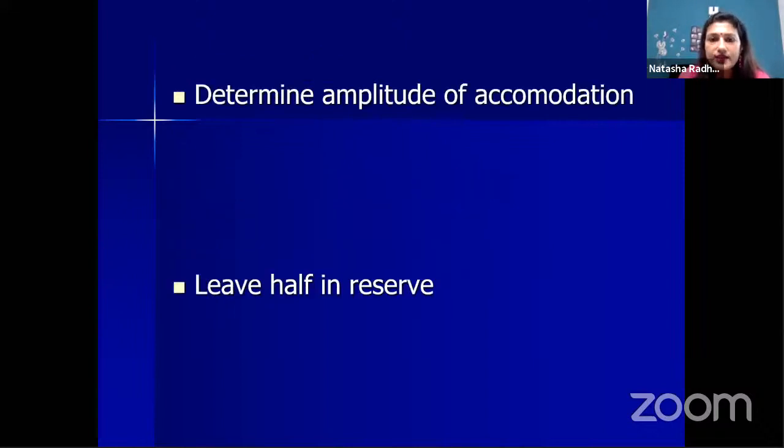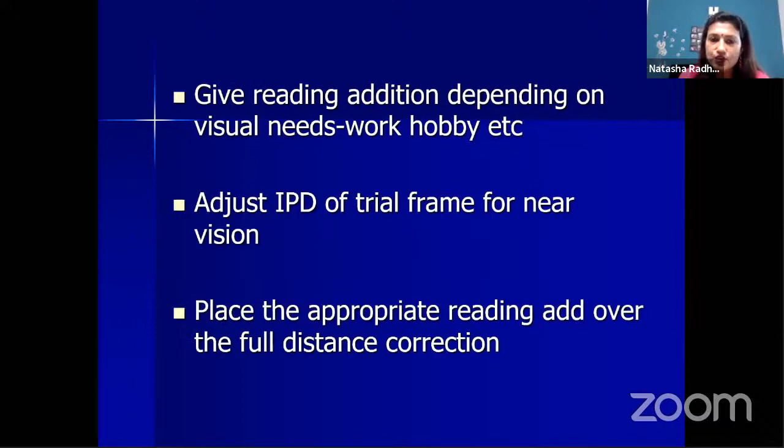So like sir said, you determine the amplitude of accommodation, you leave half in reserve, and then you give the reading addition. Let's see practically how that is done. First step is to adjust your IPD of the trial frame for near vision. So you've kept it for distance. You need to bring it a few millimeters closer for near vision. So adjust the IPD there.